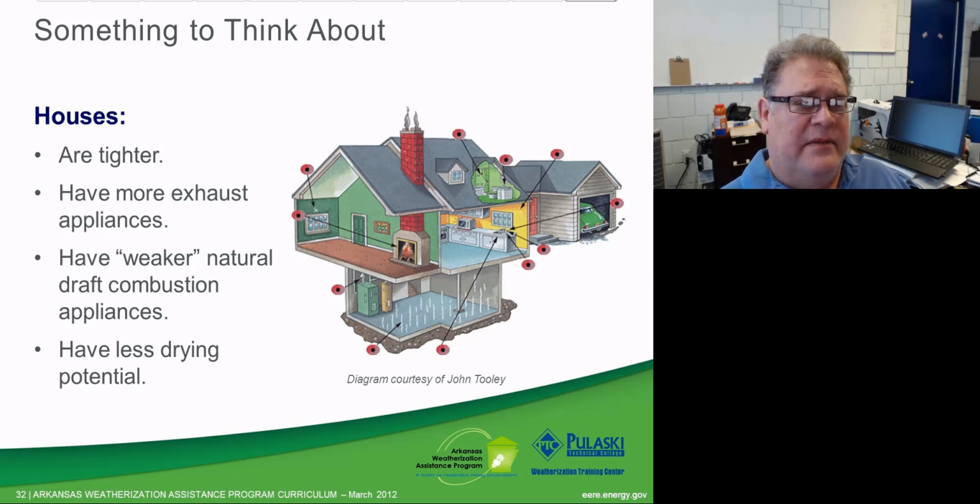So here's something to think about. Our houses today are a lot tighter than they used to be. They have a lot more exhaust appliances in them. The natural draft appliances that we're putting in them are weaker. In other words, they have a lower input BTU rating. Input BTU means how much gas or oil or coal they use to produce their heat. The higher the input BTU, generally we consider the bigger the unit.